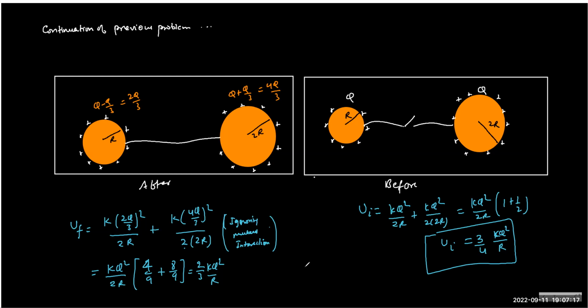So the question they will ask you, what is the heat dissipation? So in the process, there is some dissipation, and we can call it delta H. So the amount of heat dissipation will be initial minus final, which is 3 by 4 minus 2 by 3. How much is that? 1 by 12. So the answer is KQ square by 12R.